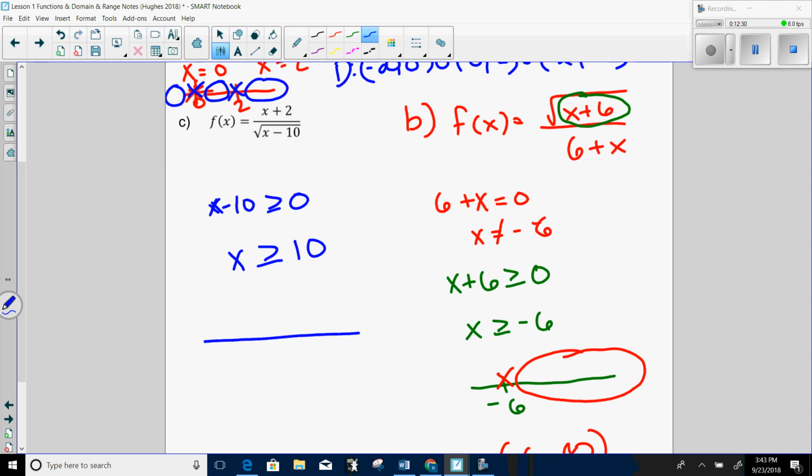Well, that says if 10's right here on the number line, anything left of it is not good, but anything to the right of it is okay. So do I include 10 or do I approach 10? Well, this inequality says I can include 10, so I put a bracket on it, and then I make my domain like that.